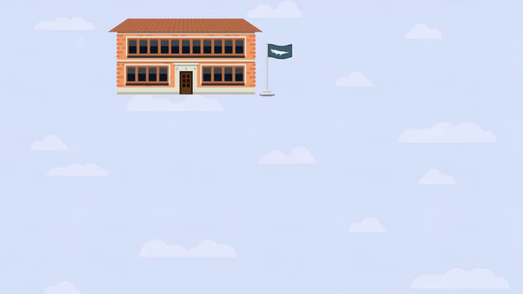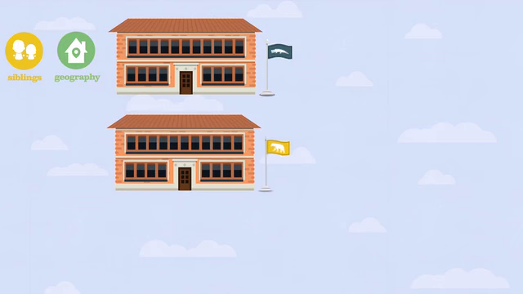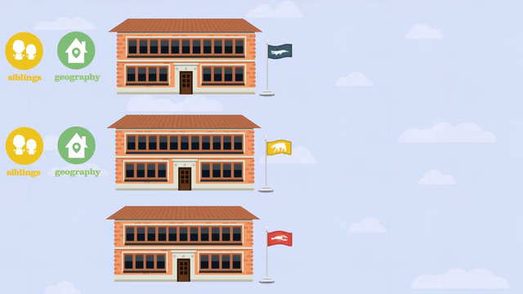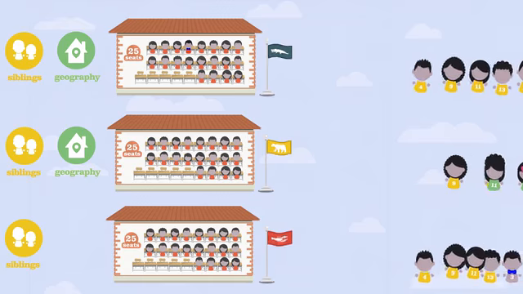Alligator School gives priority to siblings and then applicants who reside in the geographic zone. Bear School gives priority to siblings and then applicants who reside in the geographic zone. Crawfish School gives priority to siblings only. In this example, each applicant lists 3 choices. So let's take a look at our applicants.